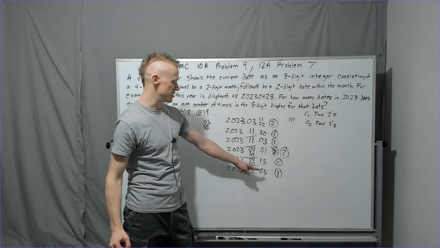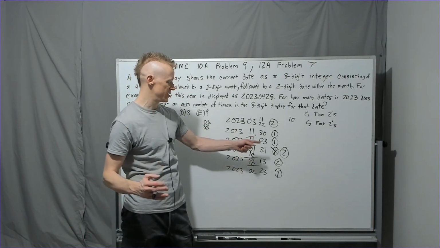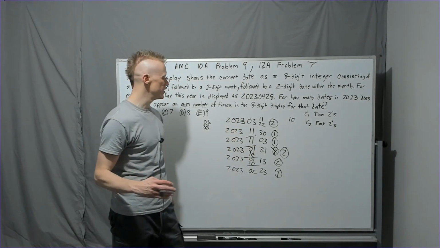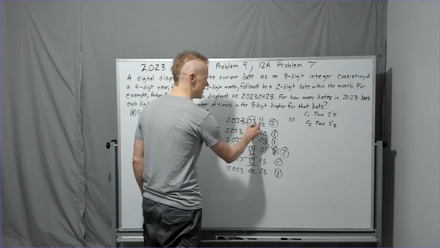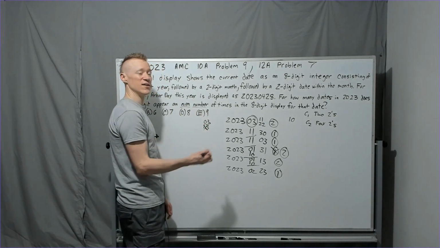I've done 13, 23. Is there a 33? No. I've done 03, 13, 23. Good. 30, 31. There's no 32. This has got to be it. We did put the 3 in here. There's no 30 that goes there. There's no other month that even has 3.